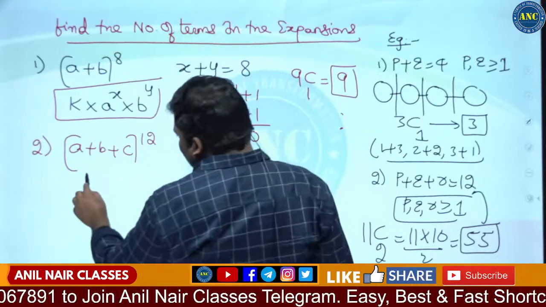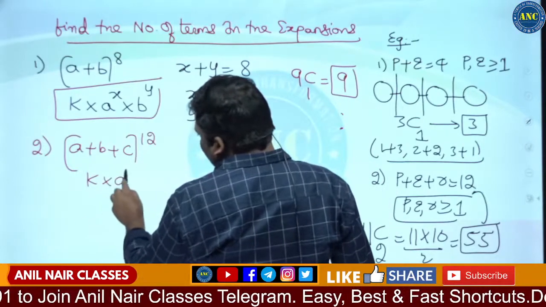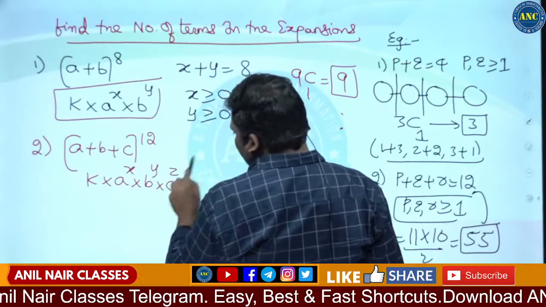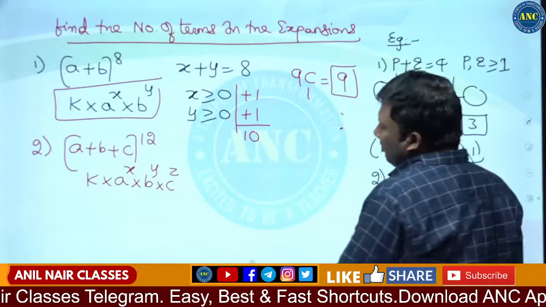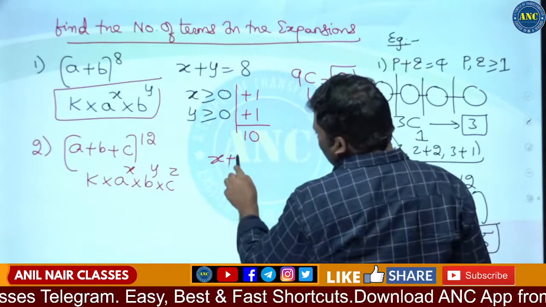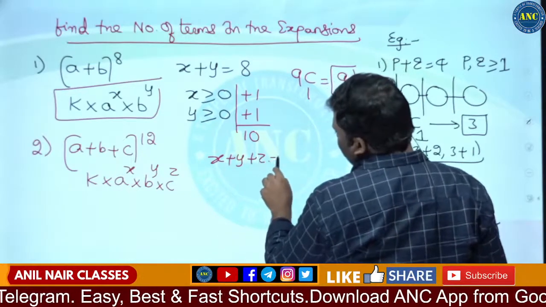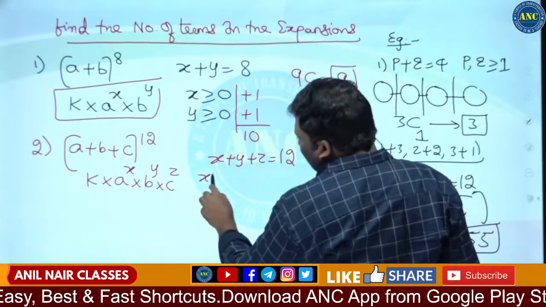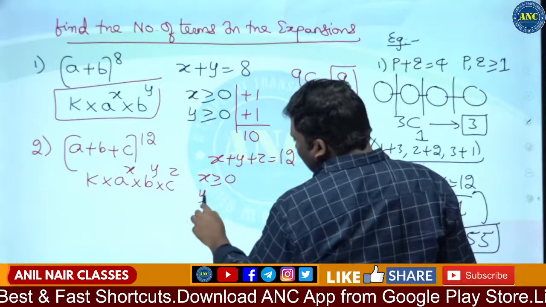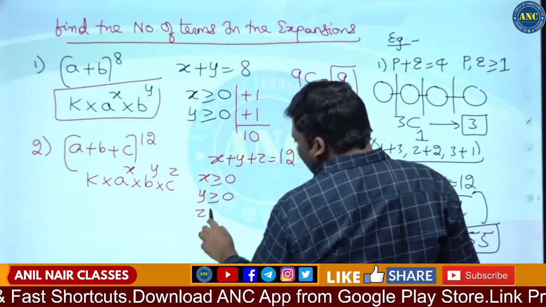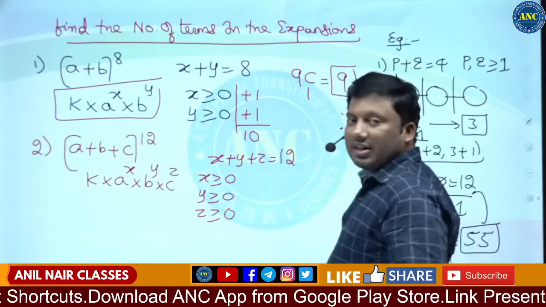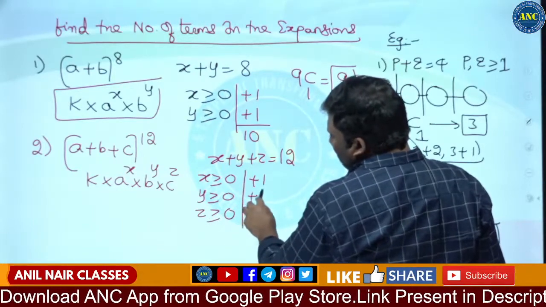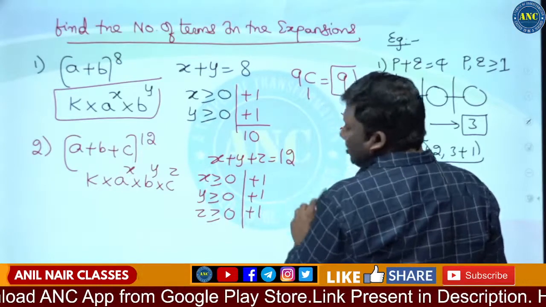The generic term will be k into a power x into b power y into c power z. Sum of the powers should be equivalent to the power in the question: x plus y plus z is equivalent to 12. Powers can take 0, so x greater than or equivalent to 0, y greater than or equivalent to 0, z greater than or equivalent to 0. We know how to solve when they are starting with 1. So 1, 1, 1. 12 plus 3, 15.